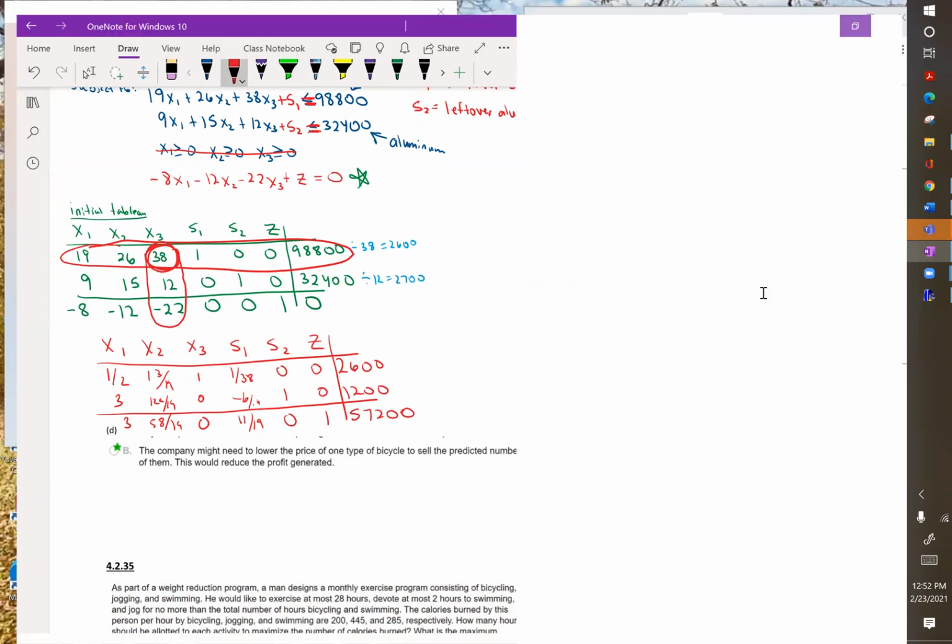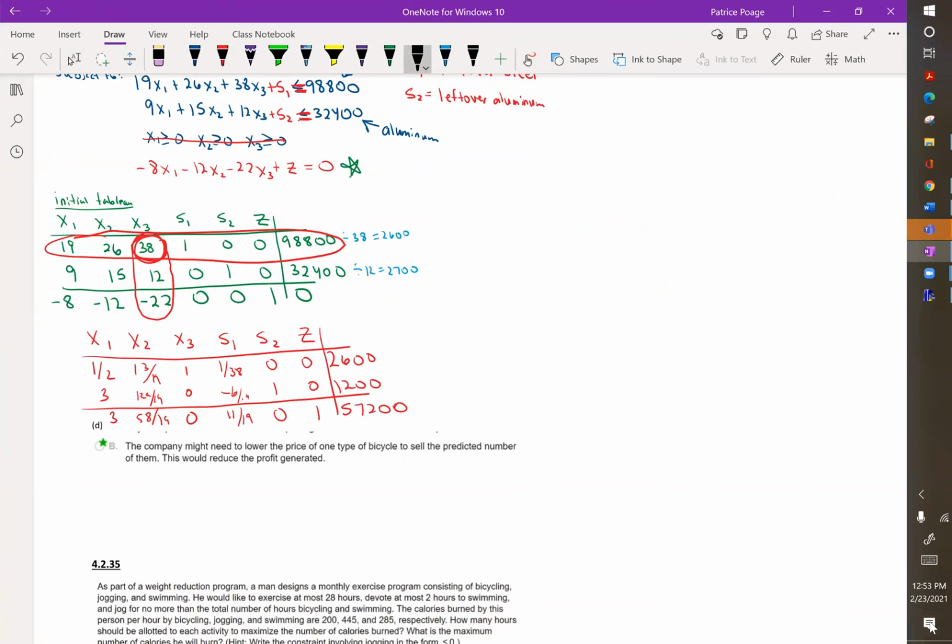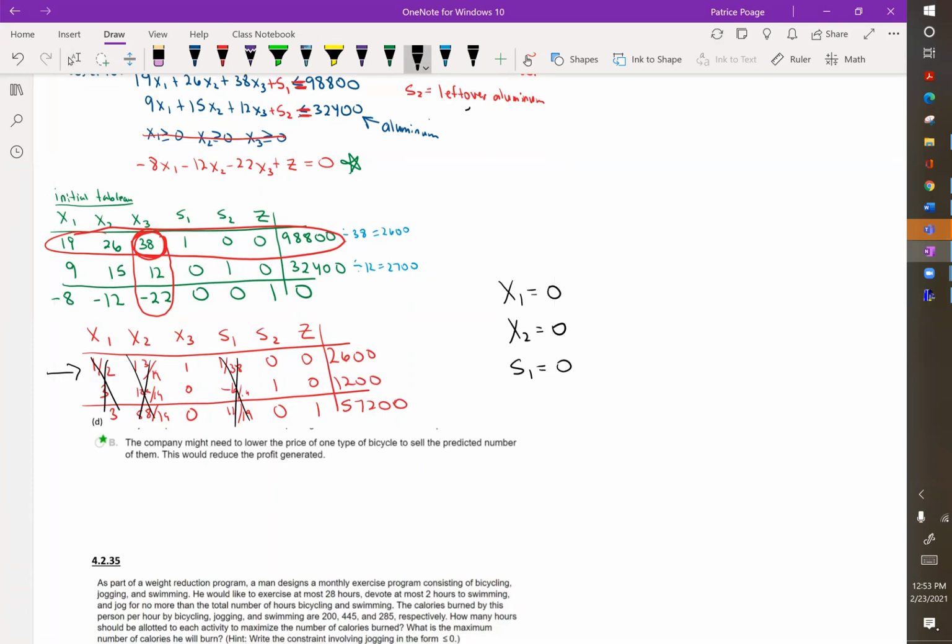Okay. So now I want to read off my answers. I'm going to cross off my ugly columns. X1 is ugly, so X1 is 0. X2 is ugly, so X2 is 0. X3 is pretty. S1 is ugly, so S1 is 0. S2 is pretty, Z is pretty. Then I'm going to read across row 1, and I have 1 X3 equals 2,600. Then row 2, and I have 1 S2 equals 1,200. And then row 3, and I have 1 Z equals 57,200.